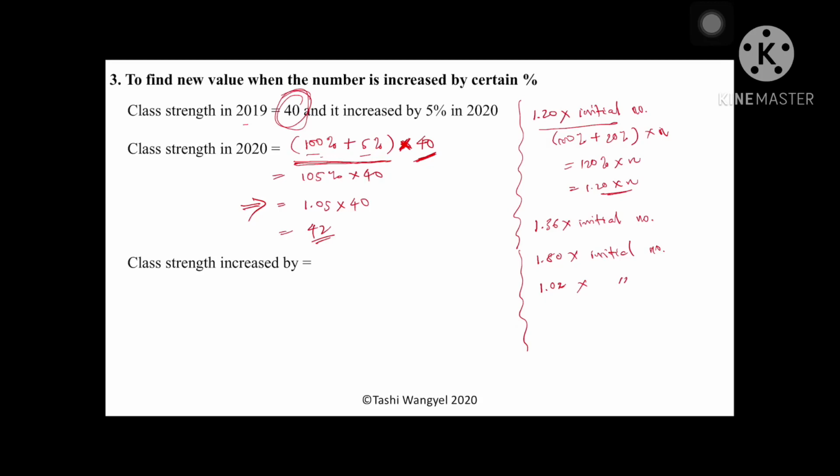If you are asked by how much the number increased, it increased by 5%, so the class strength increased by 5% of the initial number. 5% is 5 by 100, which is 0.05, of 40, which gives 2. That is the increase.